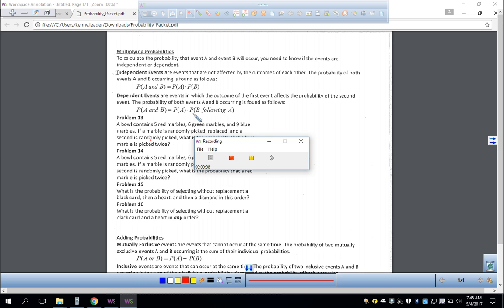Okay, that's enough jokes for today. All right. So anyway, to calculate the probability that event A will occur, you need to know whether the events are independent or dependent. Independent means that they happen independently, right? Well, let's look at some examples.